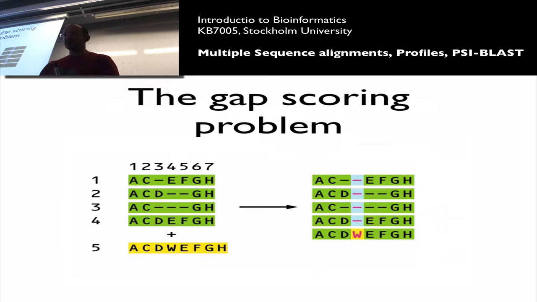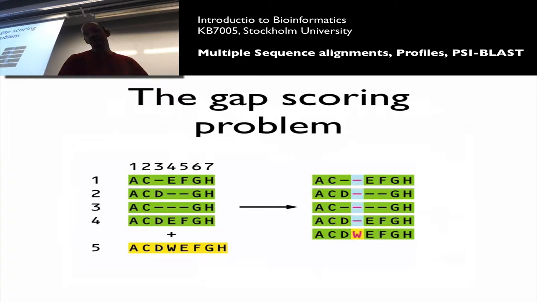The problem here, as I said, is the gaps. So if you have, for instance, these four sequences aligned together and you want to add the fifth one, you have this W that's introduced. The sequence is one longer here, but how do you count this gap? Is it an opening gap, an extension gap? How do you count that one? So you have to decide that.